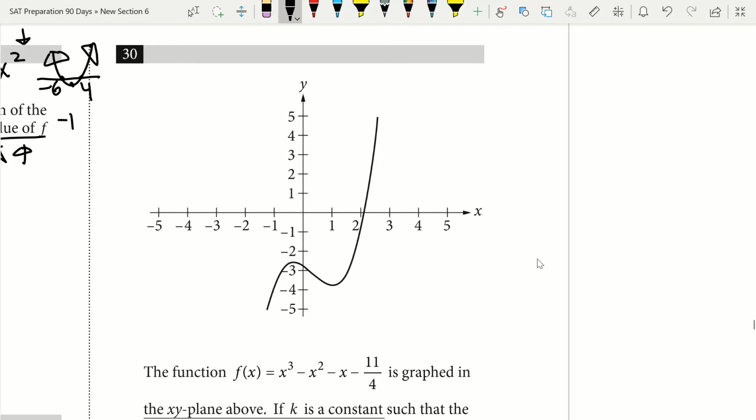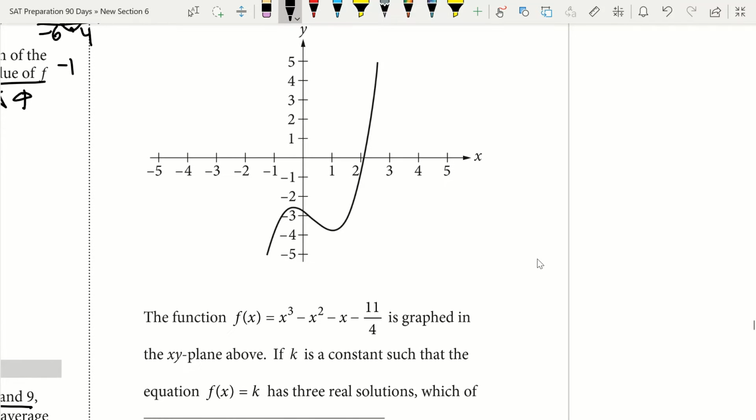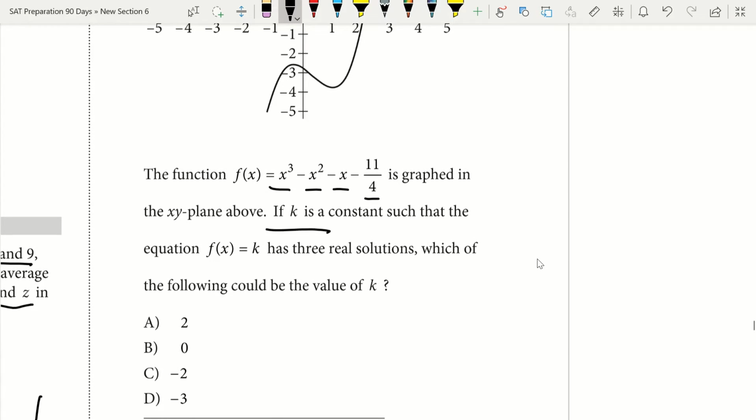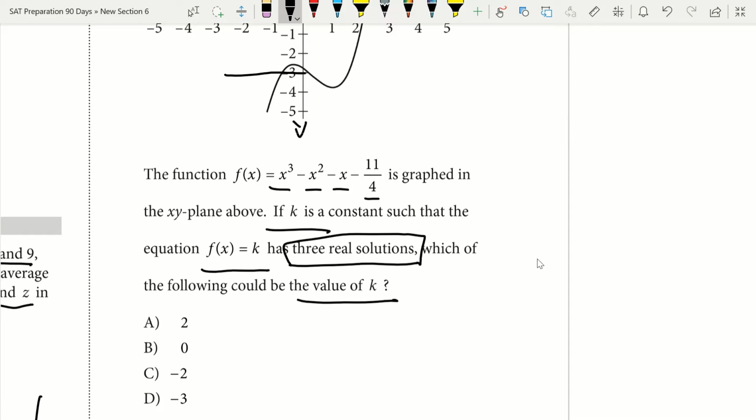So we've got 30, the function f of x equals x to the third power minus x squared minus x minus 11 over 4. It's graphed in the xy plane. If k is a constant, such that the equation f of x equals k has 3 real solutions, which of the following could be the value of k? All right, 3 real solutions means that we have 3 intercepts of this f of x equals k, which is just going to be some y value, right? Some y value, whatever it may be. It's got 3 real solutions. That means it's got 3 intercepts.